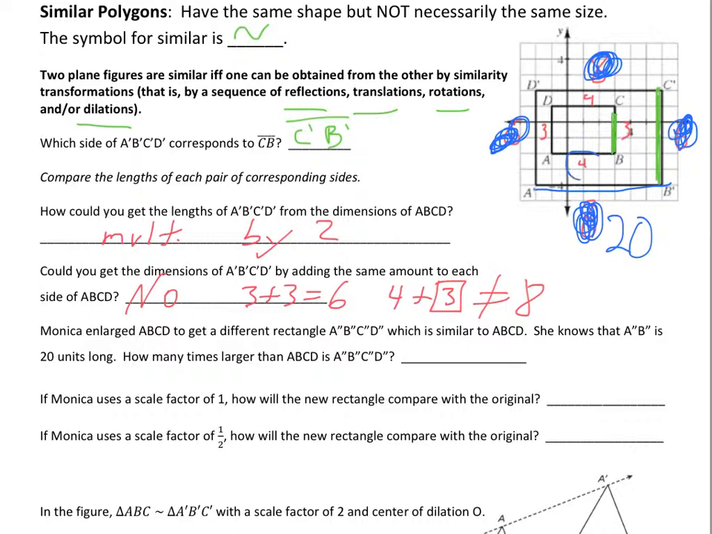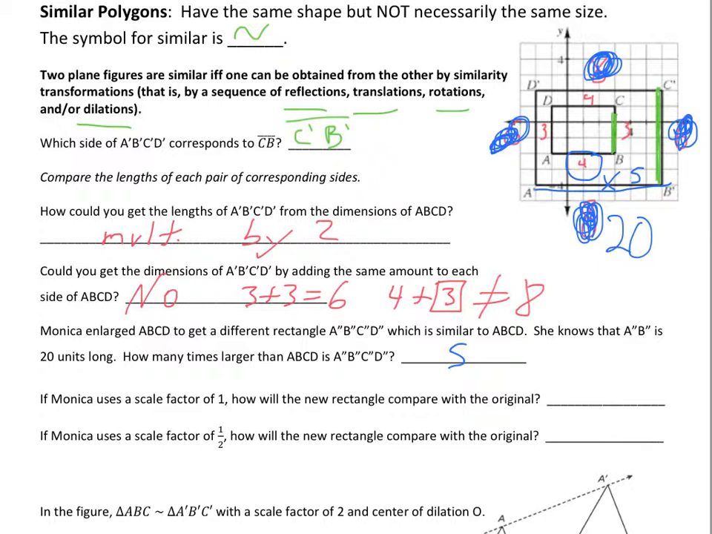So what are we doing to 4 to get to 20? What are we multiplying by? We are multiplying 4 times 5. That is my scale factor. That is how many times larger it is going to be than the original triangle.